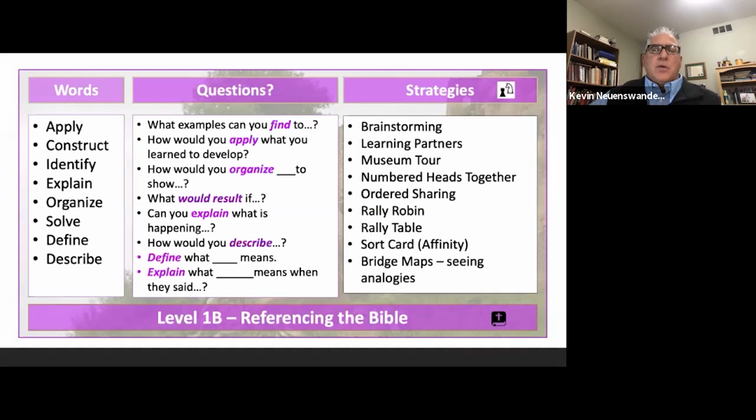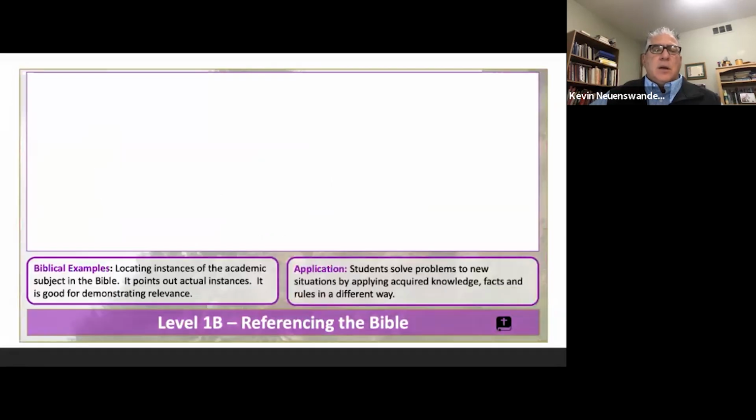So some other strategies. So let's look at biblical examples. Locating instances of the academic subject in the Bible points out actual instances. It is good for demonstrating relevance. Application level, as students solve problems in new situations by applying acquired knowledge, facts, and rules in a different way. So let's look at some examples.